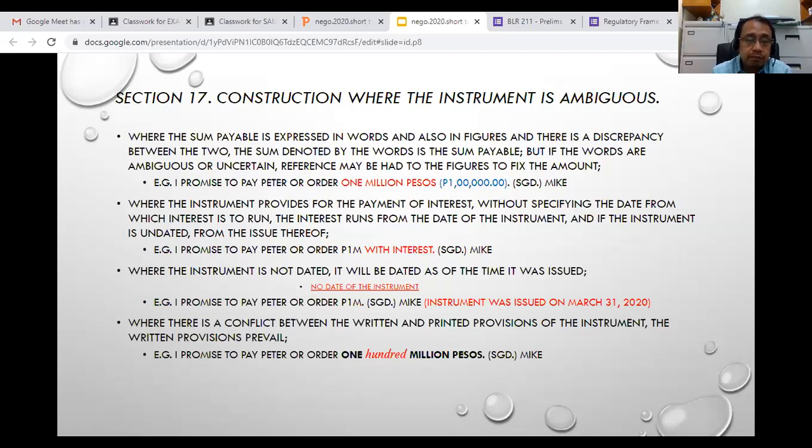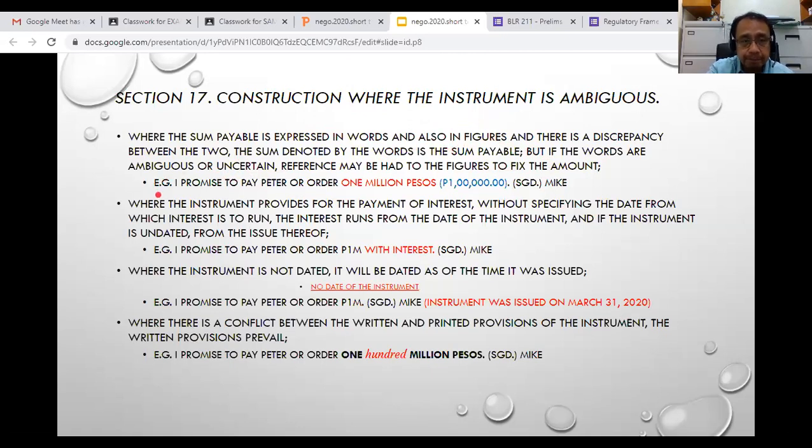Okay, so in passing, we'll just consider Section 17, where the sum payable is expressed in words and also in figure. So if there is a difference between the amount in words and in figure, then which will prevail? It's the amount in words which will prevail over the amount in figures.